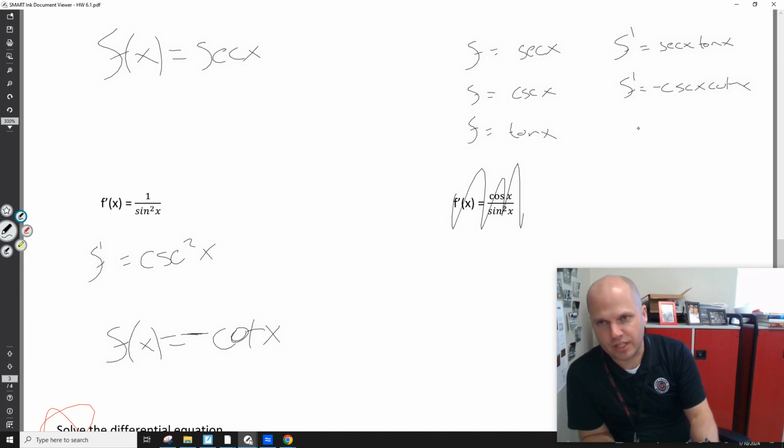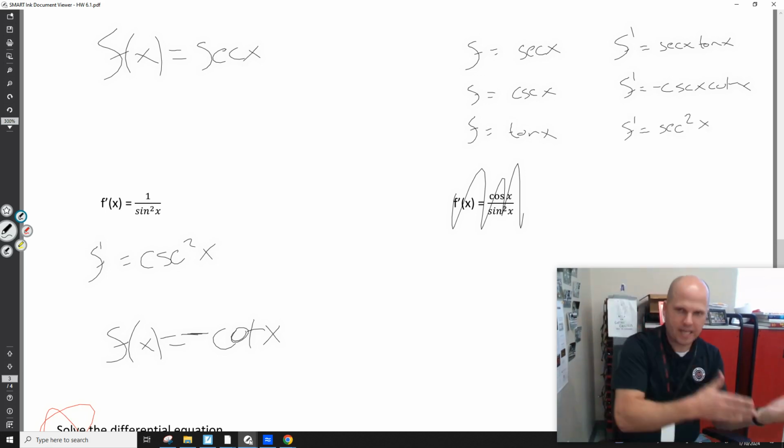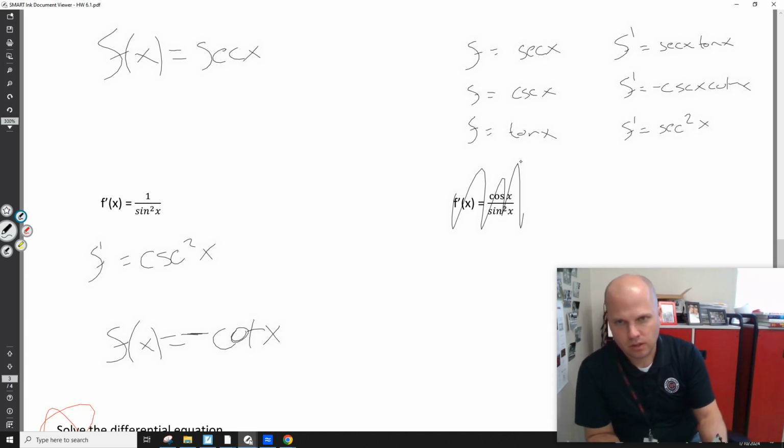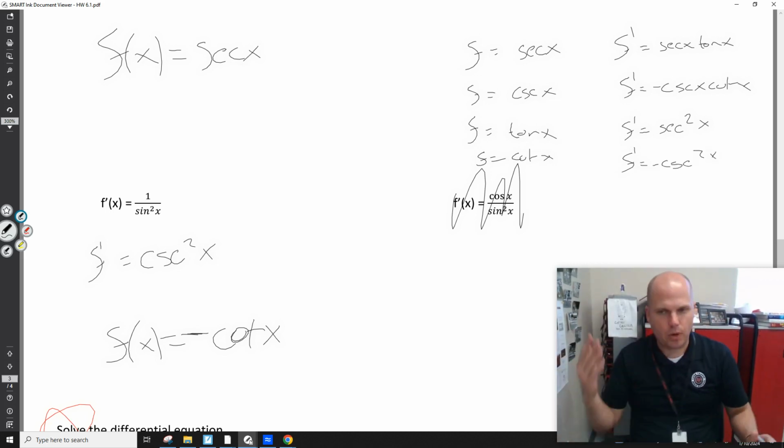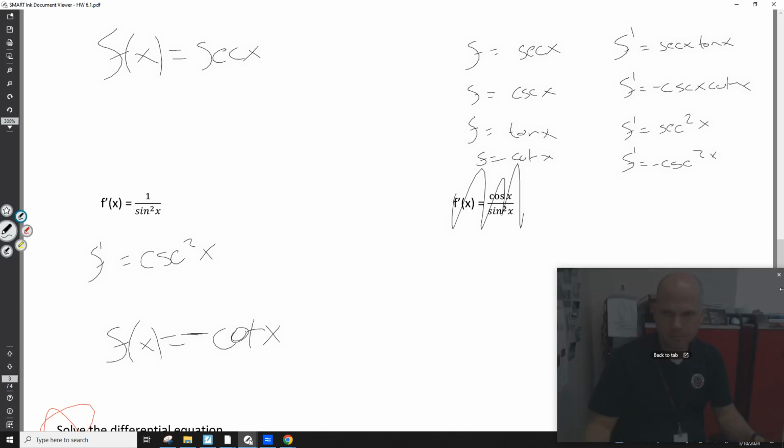Tangent's derivative is secant squared. If you see secant squared, it's the antiderivative of tangent. Cotangent's derivative is negative cosecant squared. On your test, you're probably going to have one of these. You're not going to have any of them on the quiz.